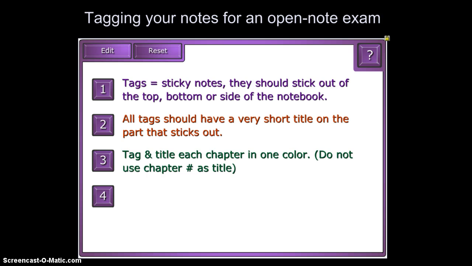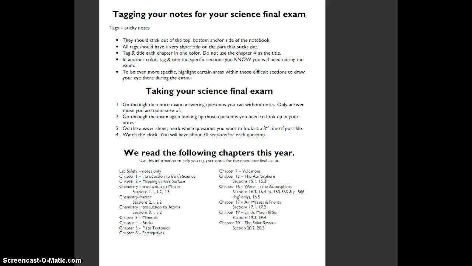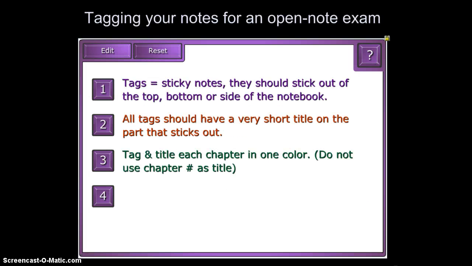Those are tagged and titled by chapter, and they're all in the same color so that you can remember that those tags are by chapter. It's best to tag every single chapter we studied, and remember, you can use this document from my website and from class to help you, especially in this area down here, so that you know exactly which chapters we did read this year. You want to tag and title every chapter in one color of Post-it note.